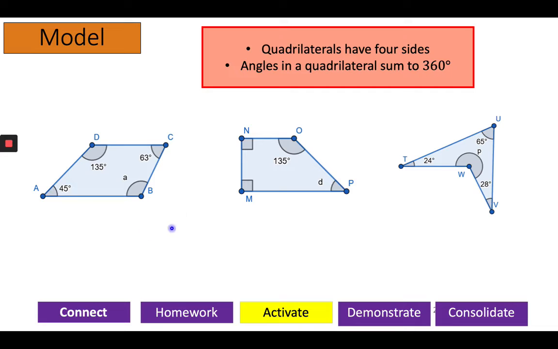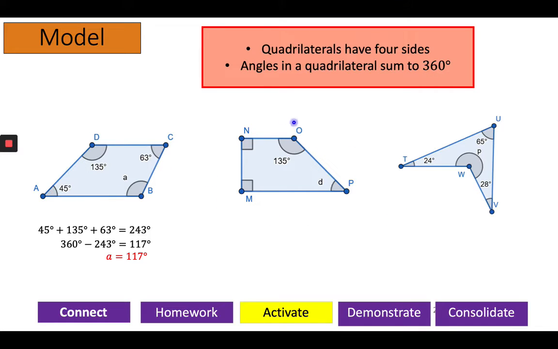So for our first quadrilateral here, we'll add our known angles 45, 135, and 63, and together that equals 243 degrees. We then take 243 away from 360, and we get 117 degrees. Therefore, our angle A is 117 degrees.